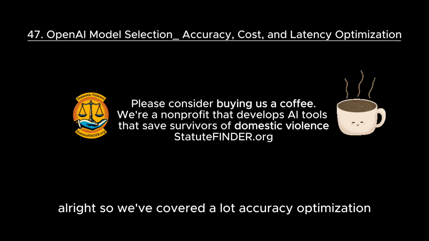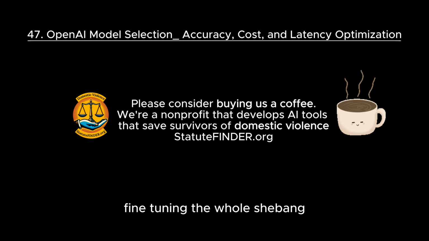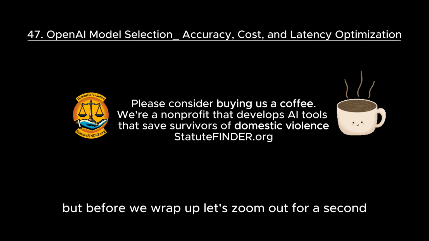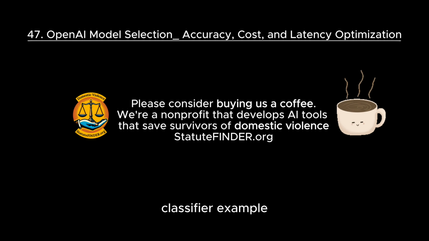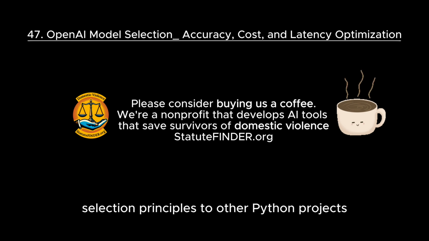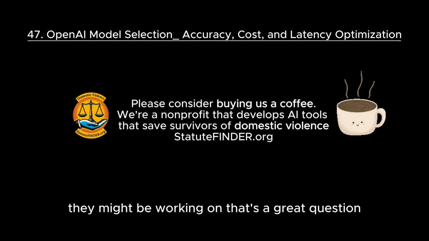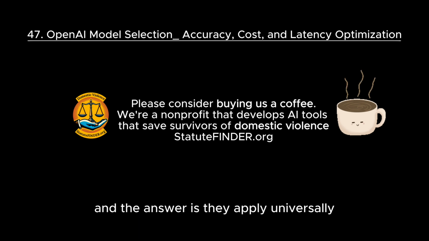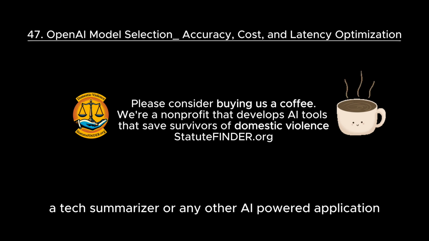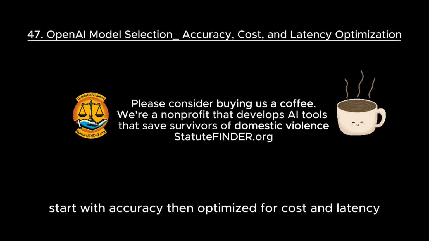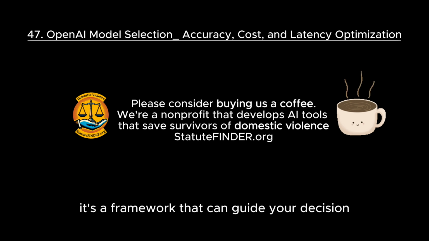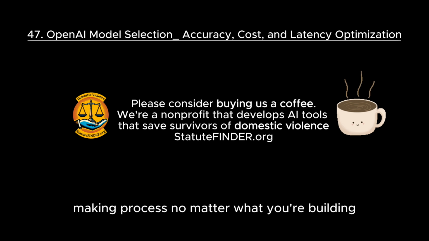All right, so we've covered a lot. Accuracy optimization, fine-tuning, the whole shebang. But before we wrap up, let's zoom out for a second and think about the bigger picture. All of this has been focused on this fake news classifier example. How can our listeners apply these model selection principles to other Python projects they might be working on? That's a great question. And the answer is they apply universally, whether you're building a chatbot, a language translator, a text summarizer, or any other AI-powered application. The core principles remain the same. So no matter what you're building, start with accuracy, then optimize for cost and latency based on the specific needs of your project. You got it. It's a framework that can guide your decision-making process no matter what you're building.